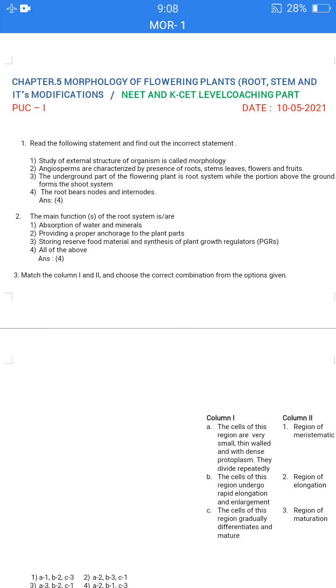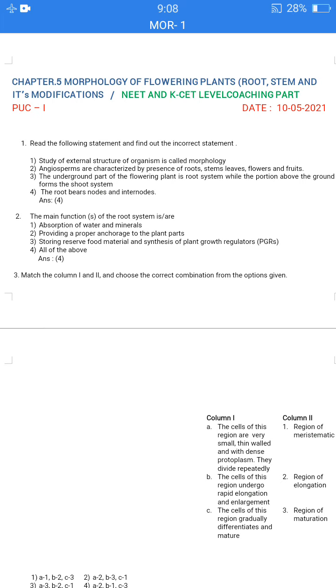So students, here four options are given. In these four options we need to find out the incorrect statement. So the incorrect statement is option 4. The root bears nodes and internodes. This is absolutely wrong. It is the stem that bears nodes and internodes. Understood? Now let us go to the second question.